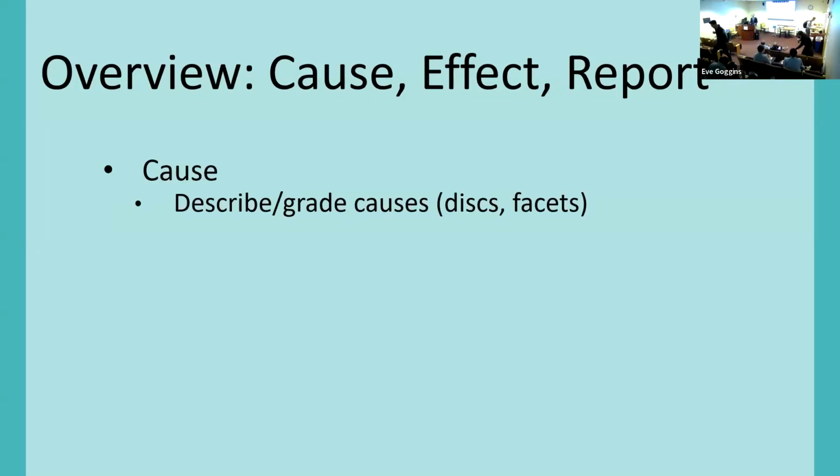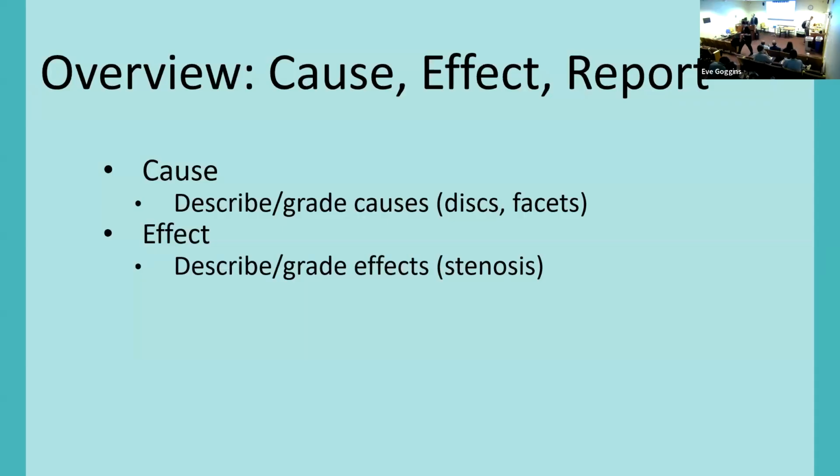What do I mean by that? Cause is what's going on: discs, facets. And this really aggravates the fellows and residents that I work with when I first start, because I really like to grade things. You don't have to say this is like a class 5B, because I just made up class 5B, but you want to say enough that someone reading your report can imagine in their mind what's going on. So describe and grade causes.